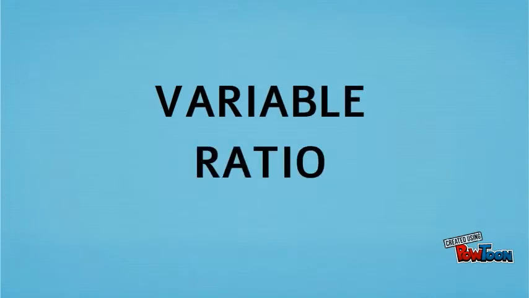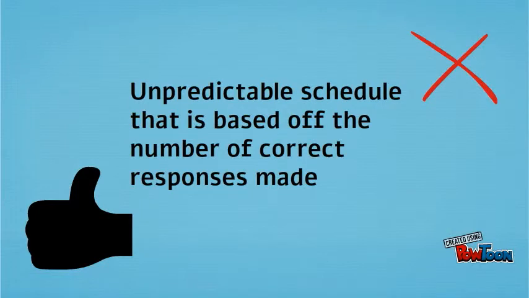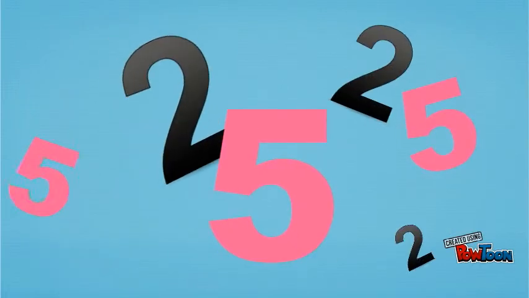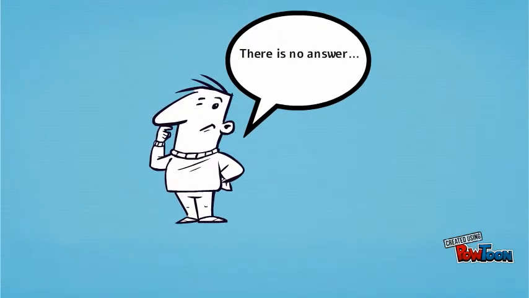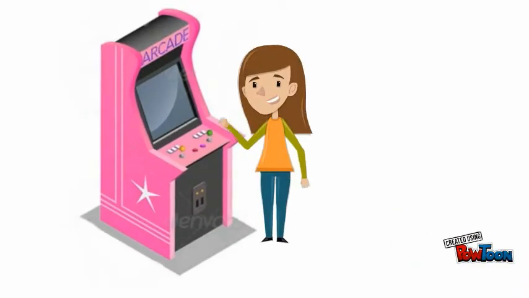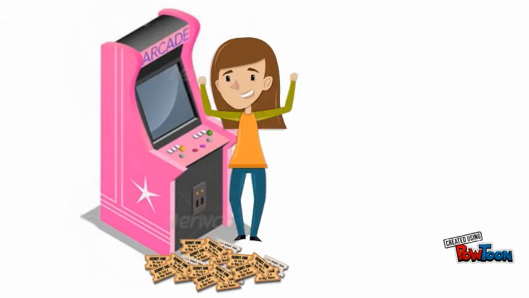A variable ratio schedule is an unpredictable schedule that is based on the correct number of responses made. The number of responses needed for each time for reinforcement varies, unlike fixed ratio. Think of the word variable as similar to the word varies, meaning no single definite answer or unpredictable. For example, Sally is in an arcade. She wants to play the ticket winner game. The grand prize is 500 tickets. Sally knows she will hit the jackpot, but she does not know how many coins she will have to put in order to receive the prize.